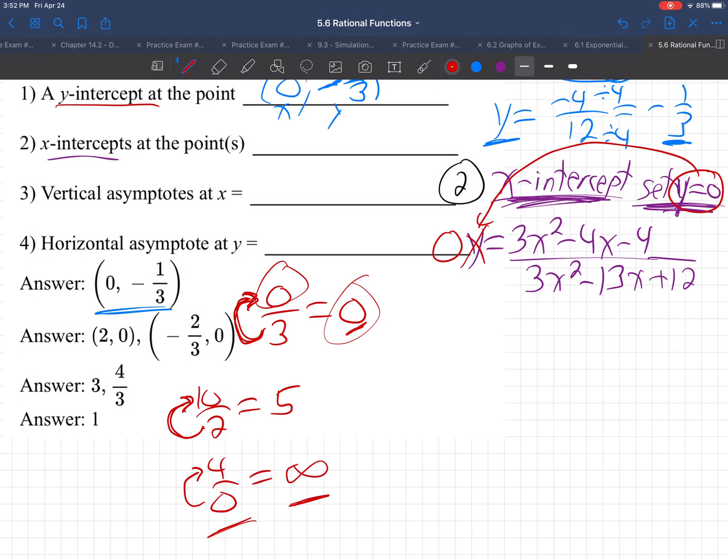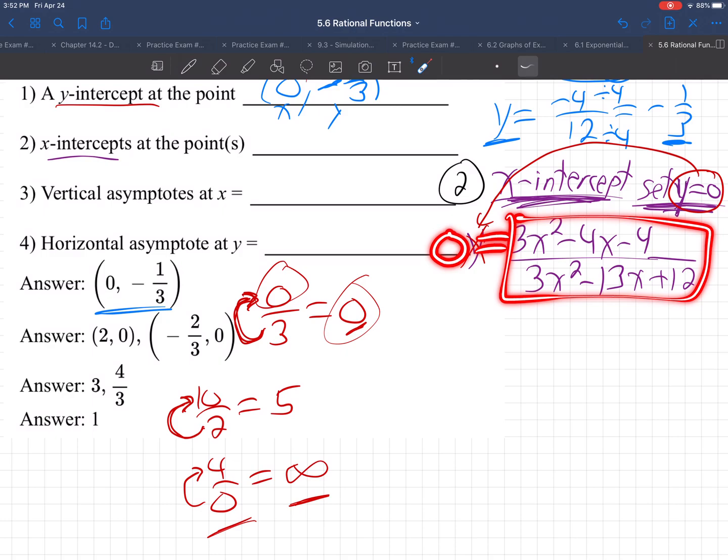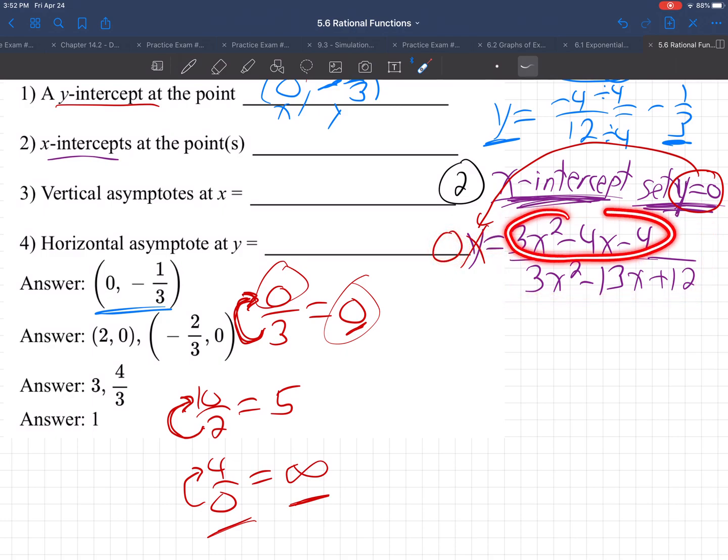So the only way for this fraction to equal 0 is for the top to equal 0. Only the top can make a fraction equal to 0. Only 0 in the top makes the fraction equal to 0, not 0 in the bottom. That makes it infinity. So that's very important. Let me write that down. You need to know that.